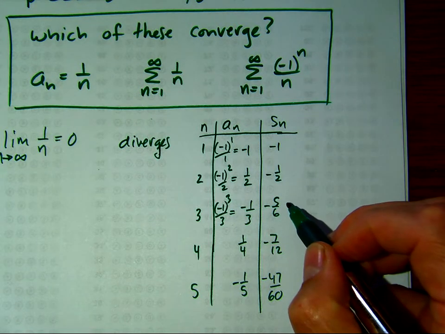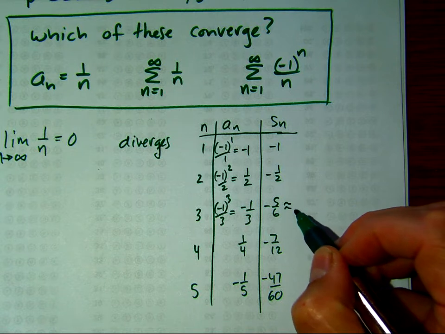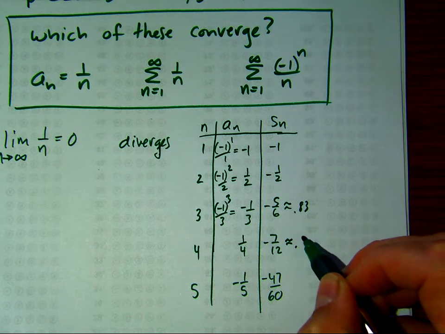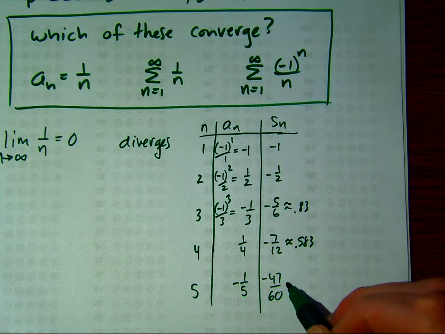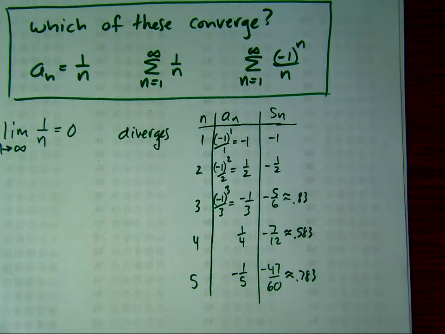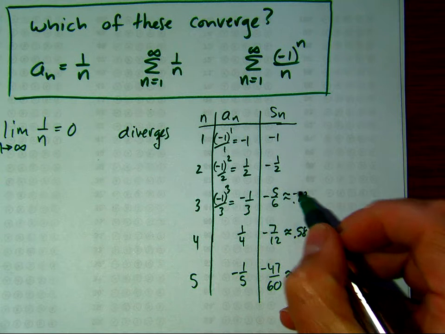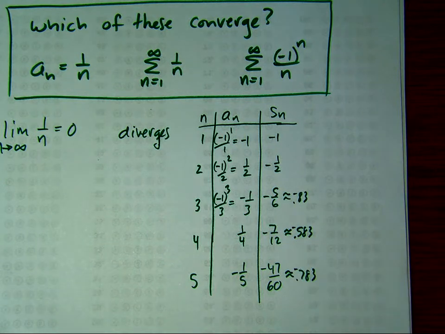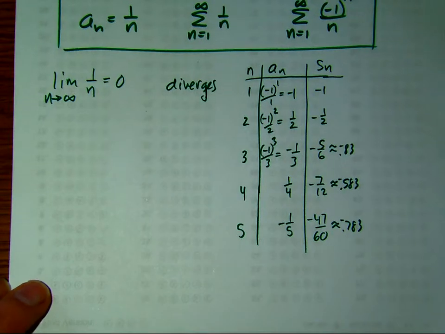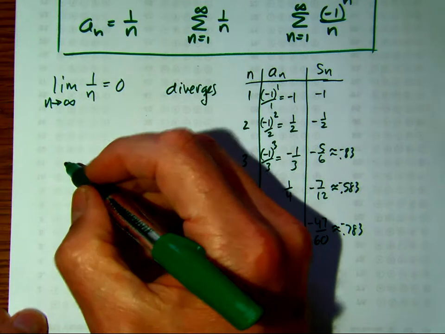To graph it more easily, let's say this is 0.83, 0.583, 0.783, and that's a negative. Yeah, let's just graph it over here.